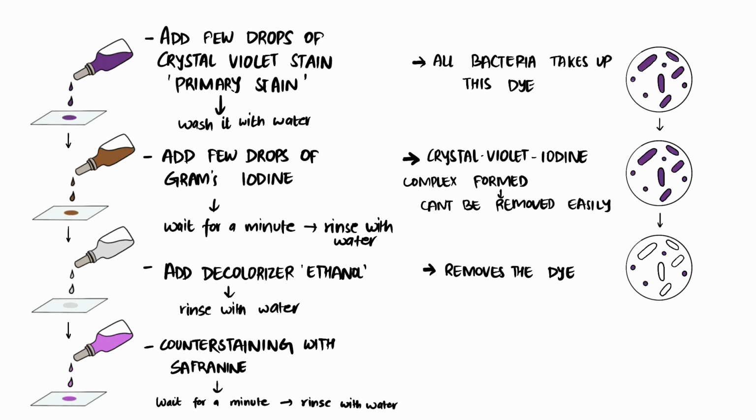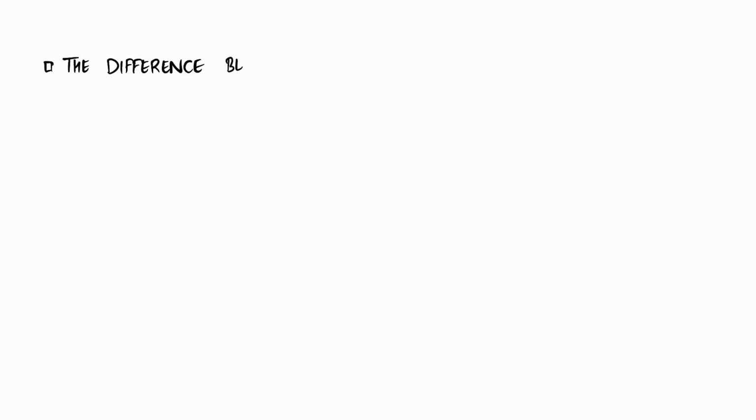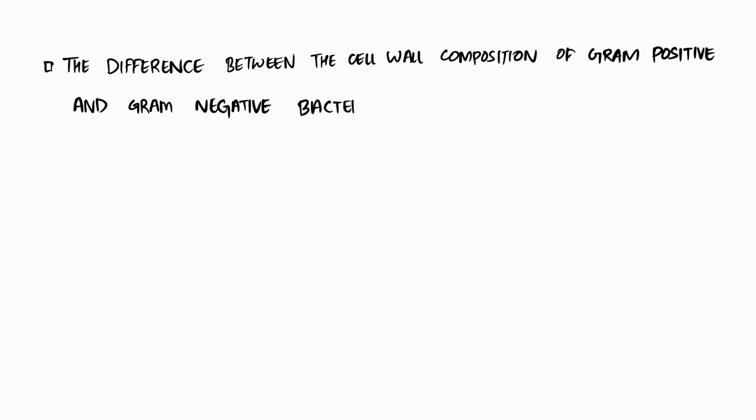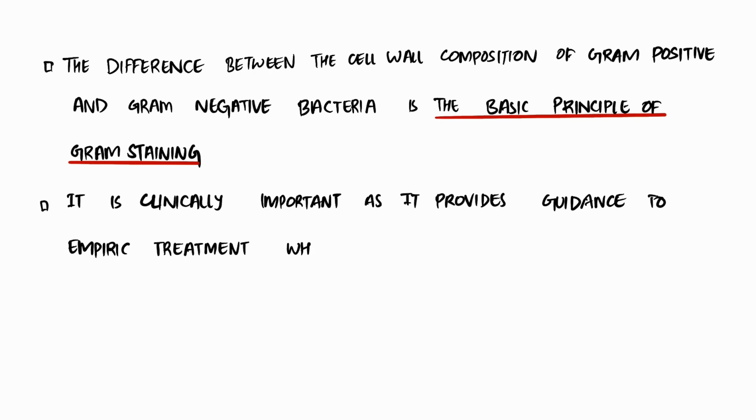Now in the final step, the safranin is easily absorbed by the gram-negative bacteria and they appear pink in color. Hence, this difference in cell wall composition between gram-positive and gram-negative bacteria is the basic principle of gram staining. And being able to differentiate between these 2 bacteria is clinically important as it provides guidance to empiric treatment while pending definitive culture.